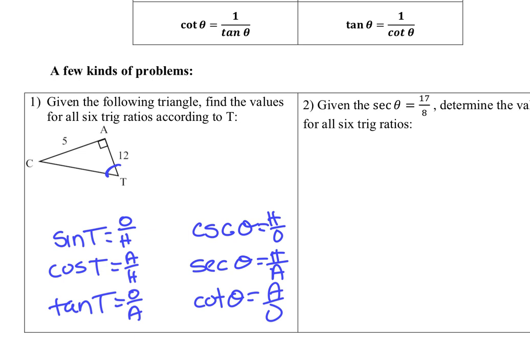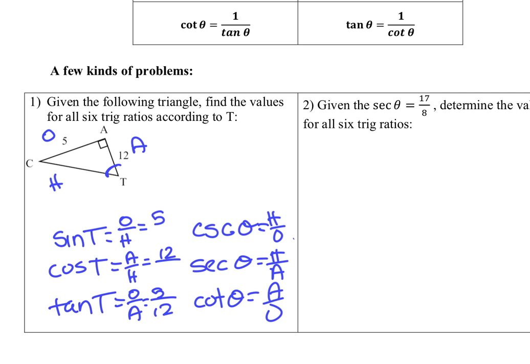Okay, so to do this problem, we have the opposite, we have the adjacent, we don't have the hypotenuse. So we can fill in all of the spots except for the hypotenuse spots. Okay, so what you have to do is, we need the hypotenuse.